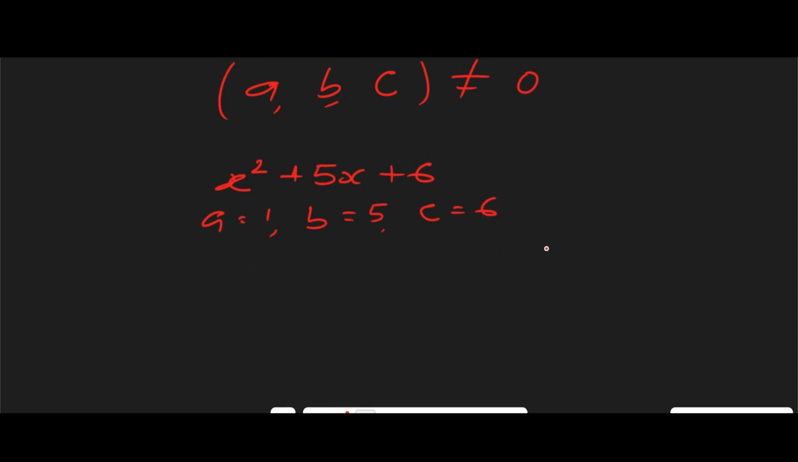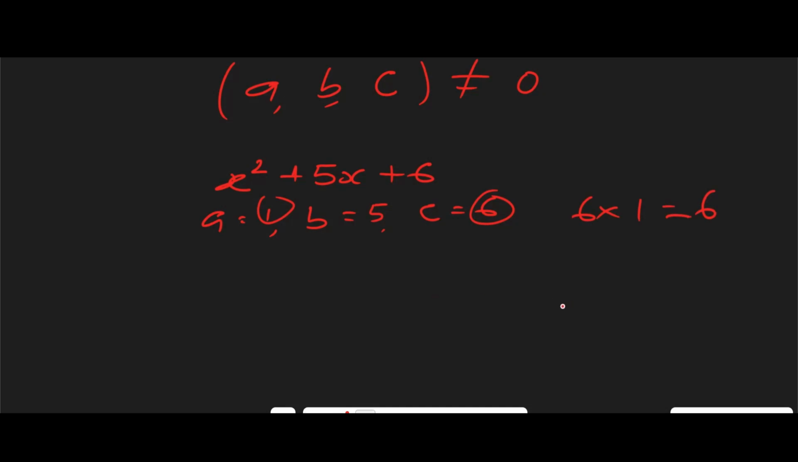We also can't use the method of grouping. We usually use the method of grouping when there are 4 terms, so we can't use that method here. So there should be a different way to factorize this particular expression, and that is what we're going to do right now. First of all, we multiply our c by a. In this case, our a is 1, our c is 6. When you multiply 6 by 1, you're going to get 6.